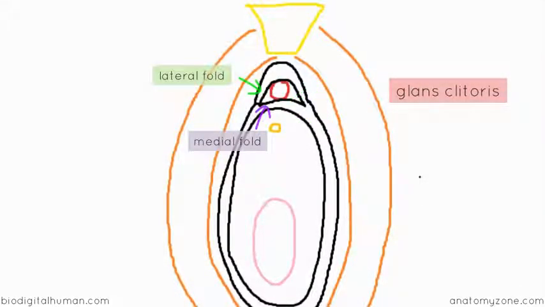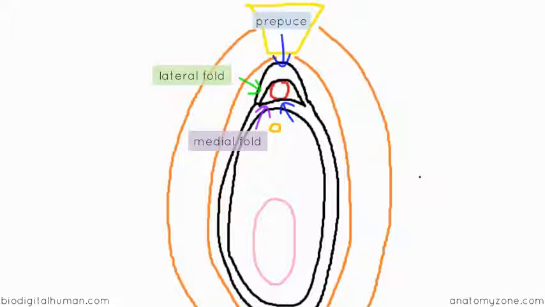Anteriorly the lateral folds meet in front of the clitoris and they form what is known as the hood of the clitoris, or the prepuce. The medial folds, however, join together and attach to the posterior aspect of the glans clitoris to form the frenulum. The body of the clitoris extends forward anteriorly from the glans clitoris and it's deep to the prepuce. So it's underneath the hood.